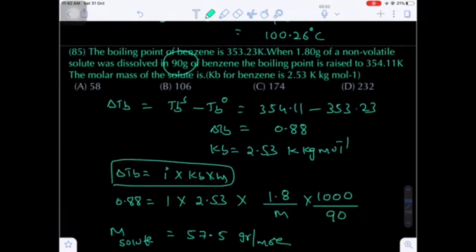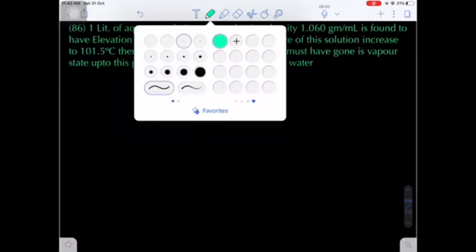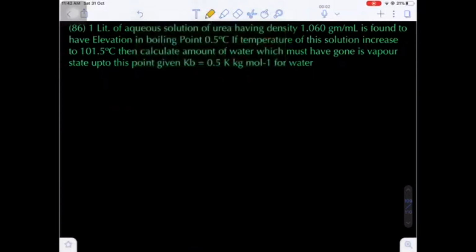So the answer will be 57.5. So the nearest answer will be 58. Yes or no? And there is one more question. This is question number 86.